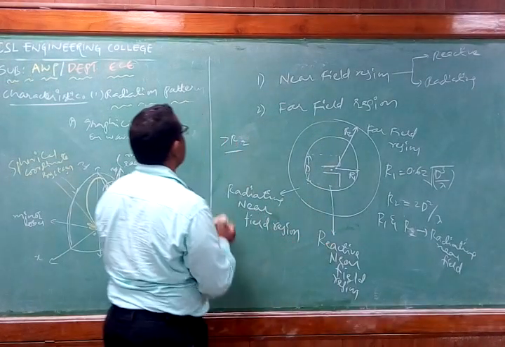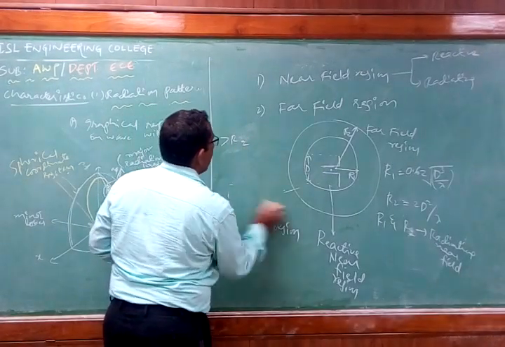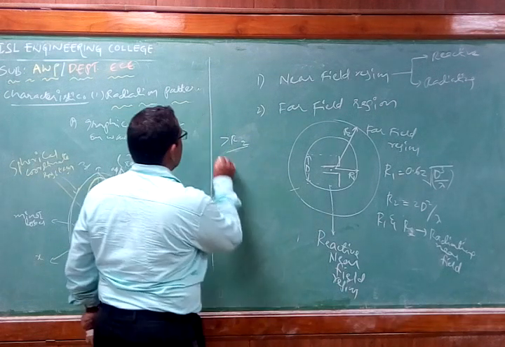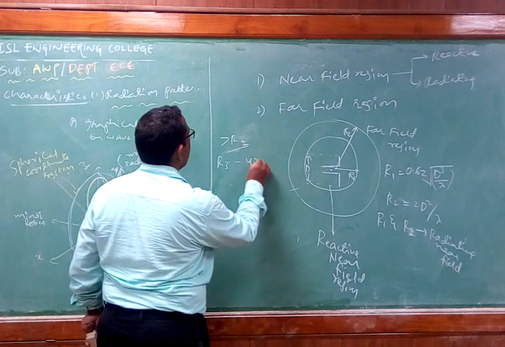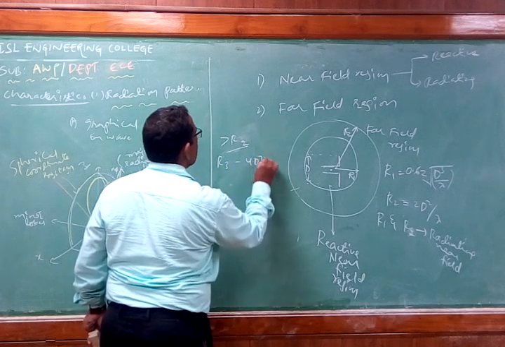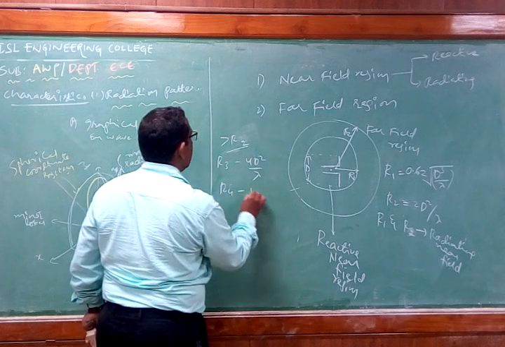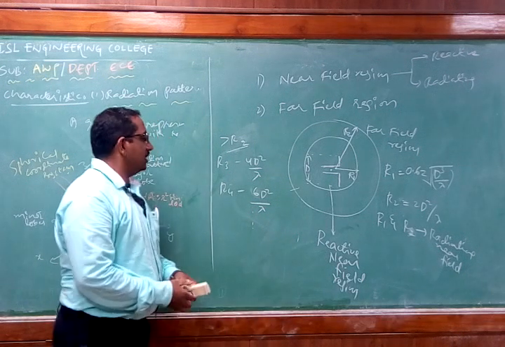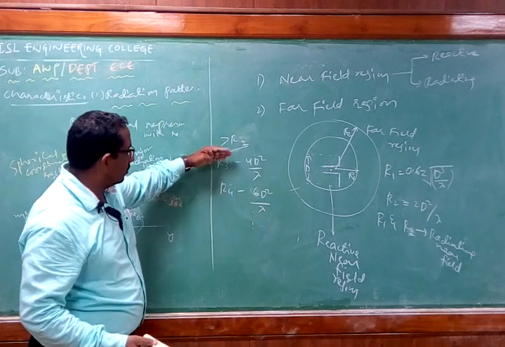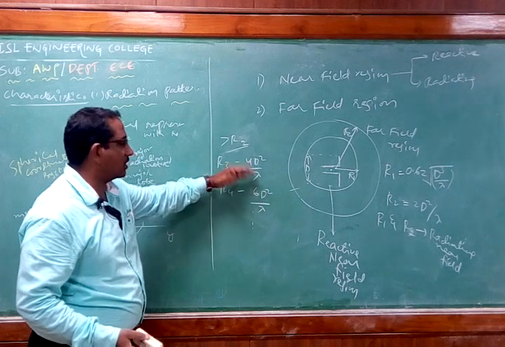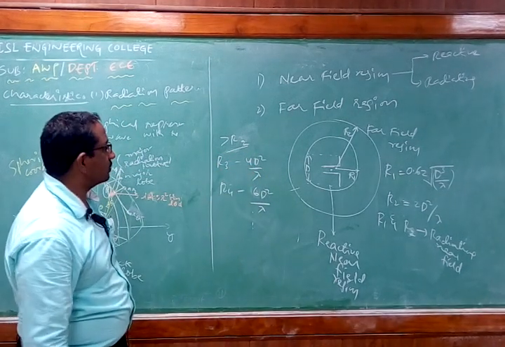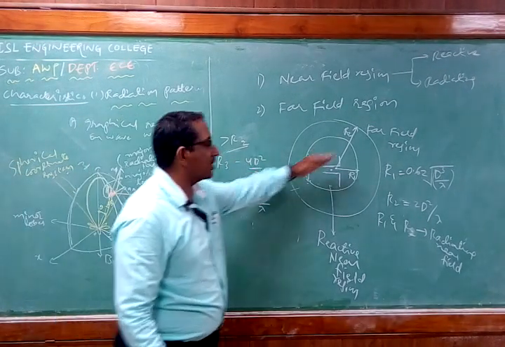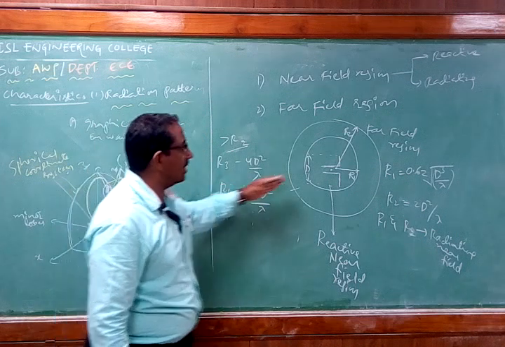In the far field region, what are the various values of dimensions? Say R3 is going to be 4 d square by lambda, R4 is going to be 6 d square by lambda, and so on. As you take the even multiples of 2, we get various distances travelled by the wave from the transmitting antenna. Like this, we get various regions of operation.